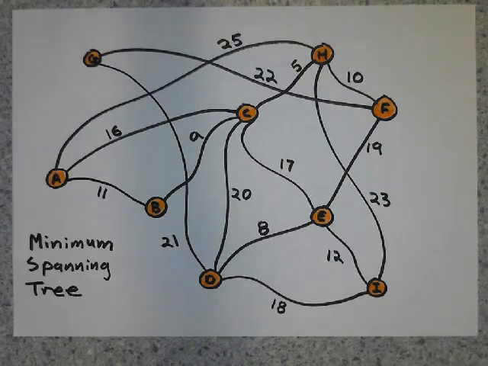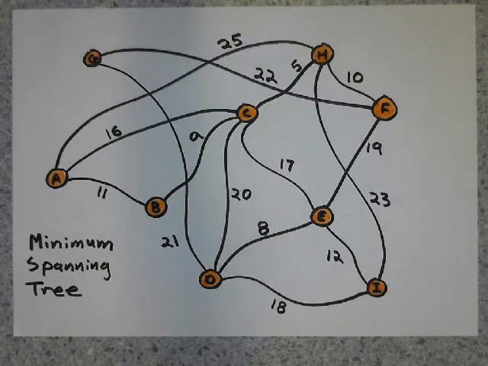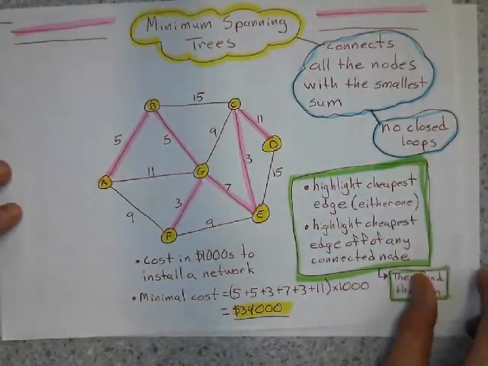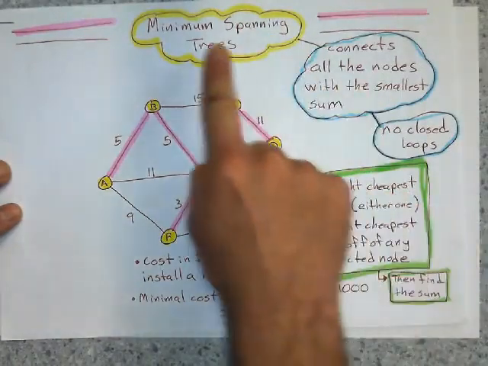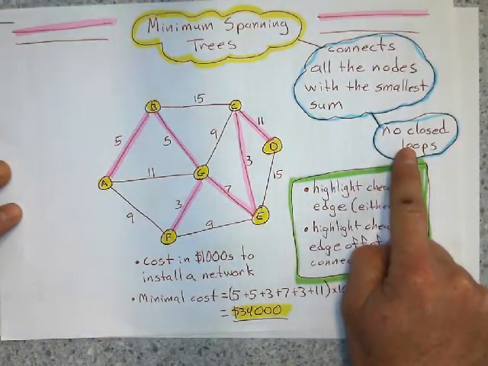Okay, so for minimum spanning tree, I'm going to use something similar to Prim's algorithm. And it looks kind of messy, but we do have an algorithm. We do have a mathematical method for connecting all of these nodes. Remember, these are the nodes. That's an edge. And for this, minimum spanning trees, when I connect all the nodes with the smallest sum, can't have any closed loops, otherwise it's not a tree.